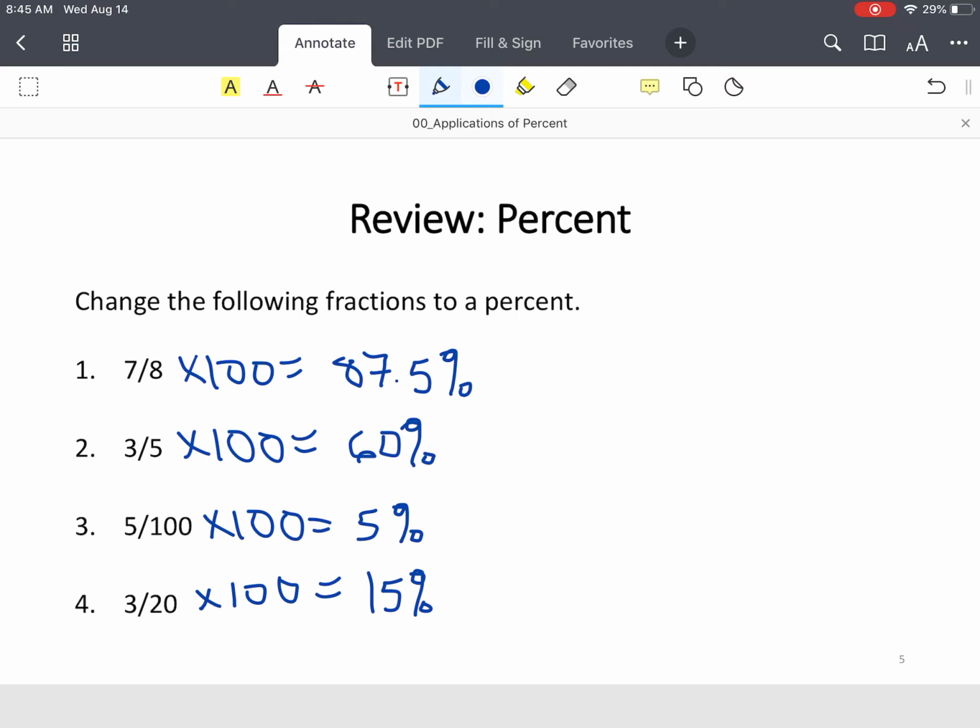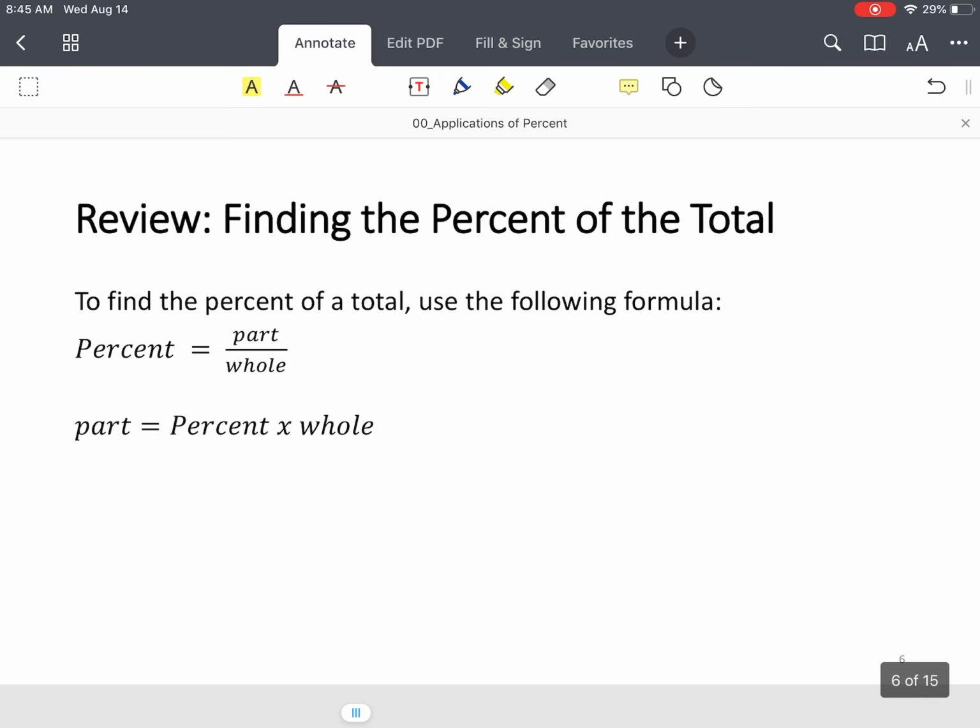And that is how you convert percents to decimals, decimals to percents, percents to fractions, and fractions to percents. Now what we're going to do, we're going to move into some applications. Now this is just another way of representing percent. Percent, now you've got two formulas, right? But you've got to understand what the formulas mean. Percent is equal to the part over the whole.